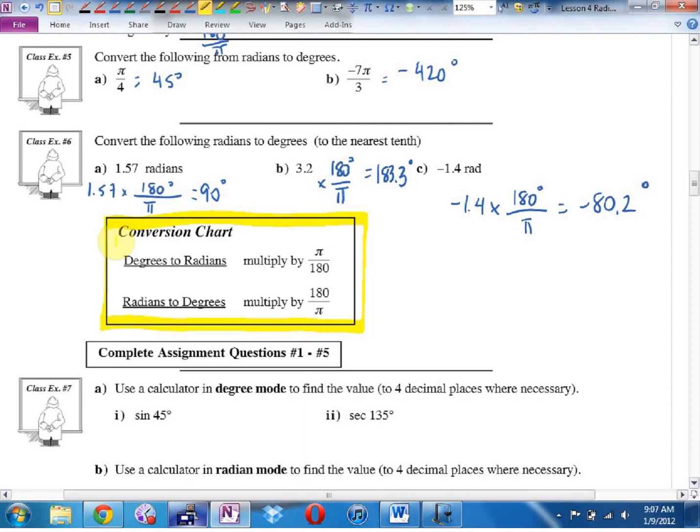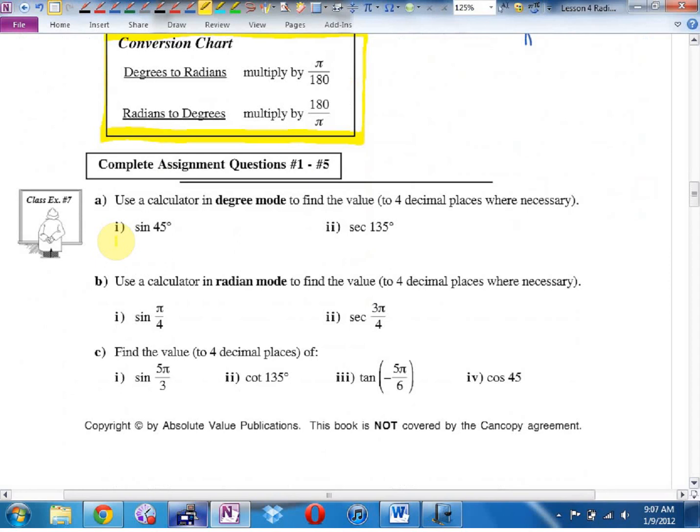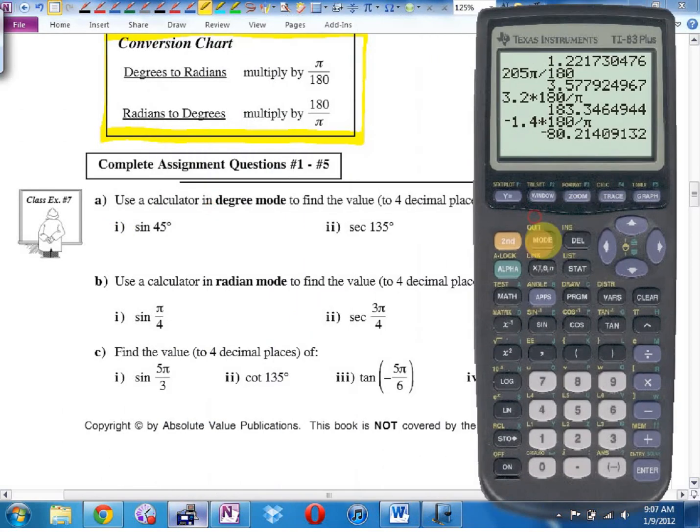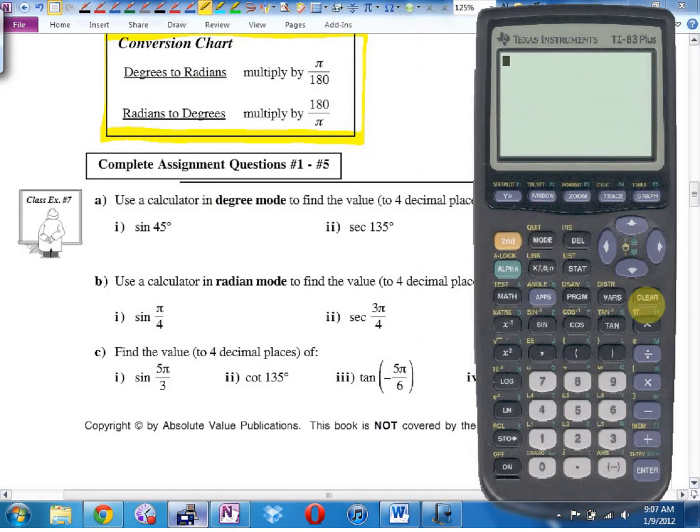Okay. Example 7. Use your calculator in degree mode to find the value. First thing we need to do is make sure our calculator is in degrees. Press the mode button, which is right there. Make sure you're in degrees. And they want us to find the value to 4 decimal places. So sine of 45, 0.7071.